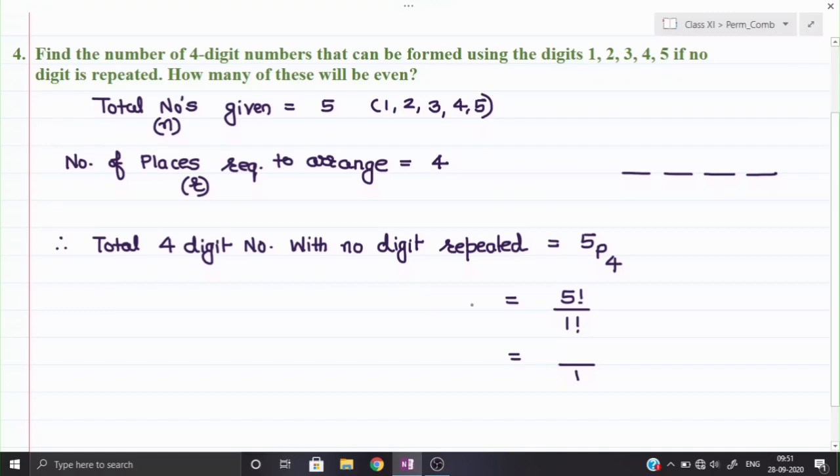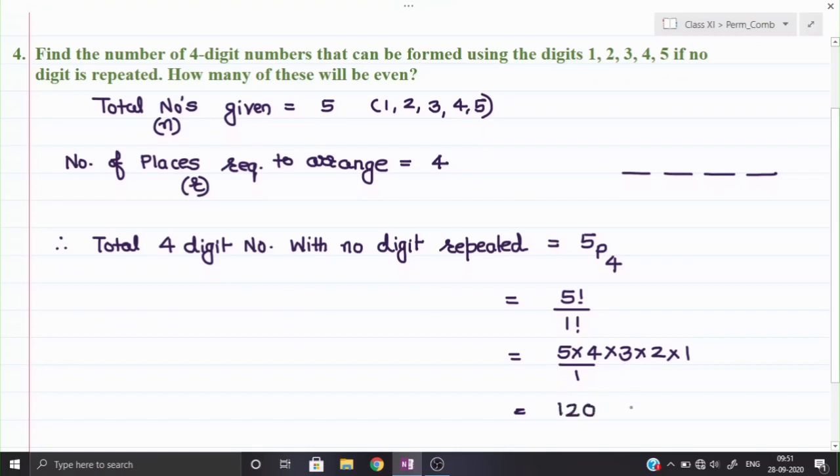And factorial 5 will be as it is right now. So factorial 5 I can write down as 5 into 4 into 3 into 2 into 1. Now let us simplify this one. So 5 into 4 is 20, 20 into 3 is 60, 60 into 2 is 120.